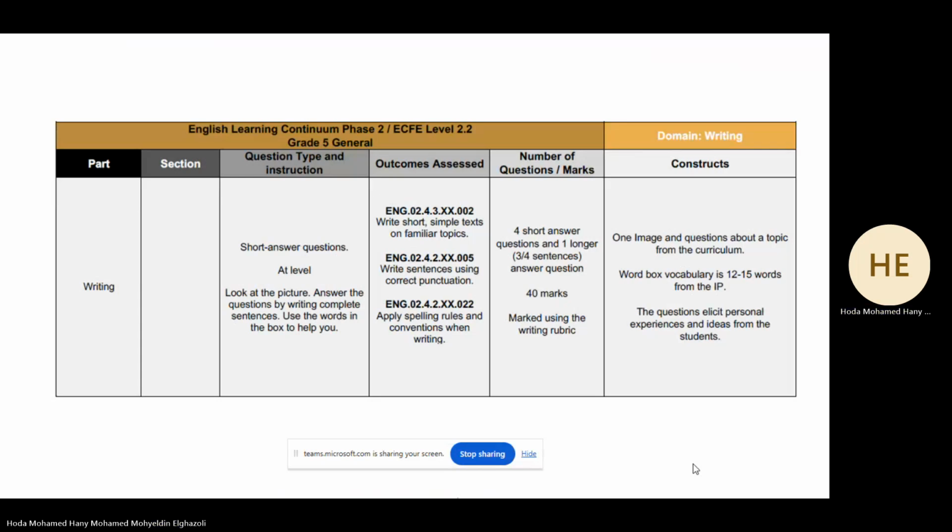And writing, you will have a picture and a word bank and 5 questions. 4 short answer questions and 1 long answer question. For short answer questions, you have to write answers in complete sentences. 1 complete sentence would be enough for the short answer questions. And for the 1 longer answer question, you have to write 3 to 4 sentences. And the writing part carries 40 marks.